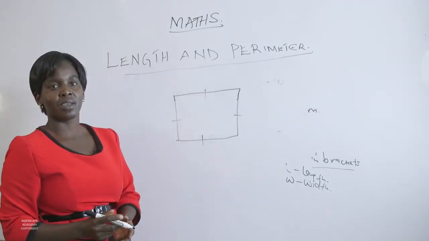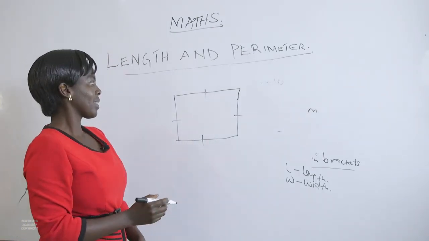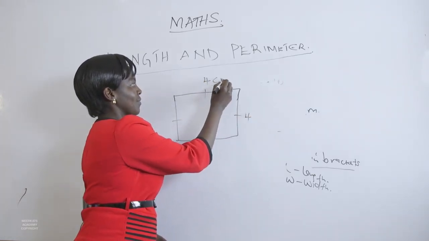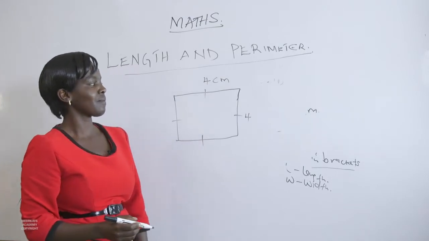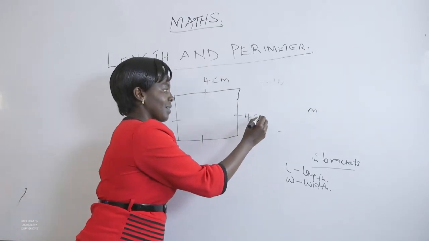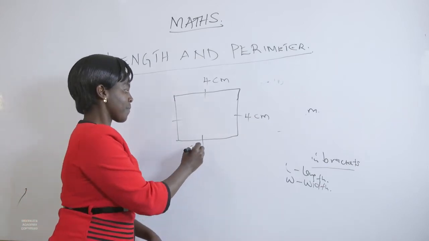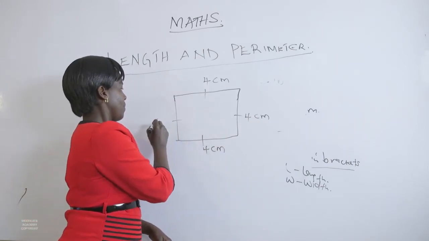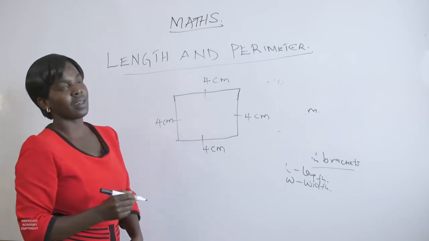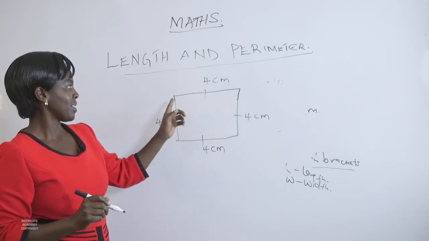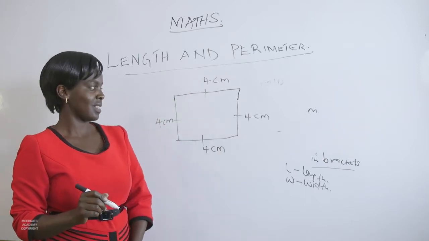And we show that by all the markings being the same. So assuming that is 4 centimeters, this is 4 centimeters, and that is 4 centimeters, that means the square is 4 centimeters all round. The unit of the square, or the measurement of the square, is 4 centimeters all round.